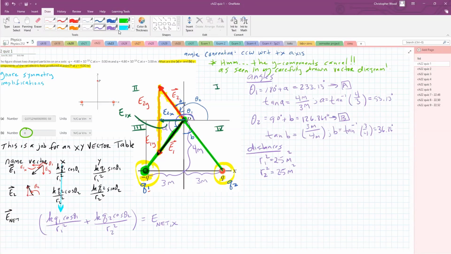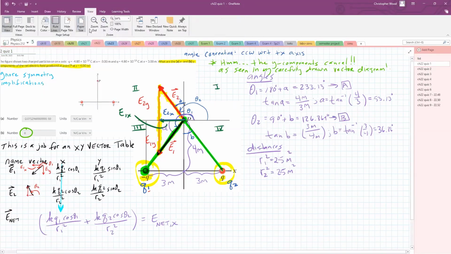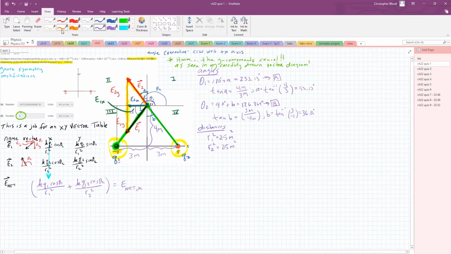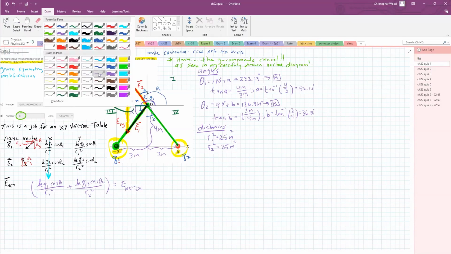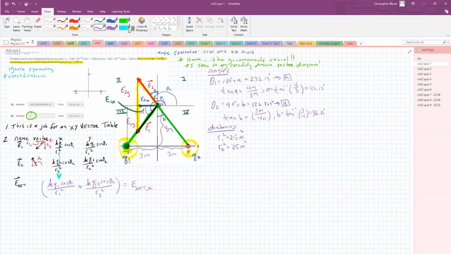Ready? Let's add up the x components to get the right answer and to troubleshoot if we're not getting the right answer. Step 3 is E net x. E net x equals, what can I pull out? I can pull out some common factors. Let me indicate those now. The magnitude of charge Q1 is Q. The magnitude of Q2 is also Q. R1 squared is 25 meters squared, and R2 squared is also 25 meters squared.